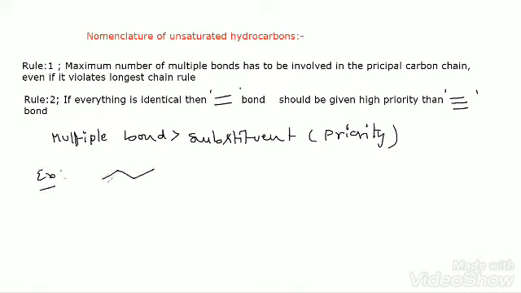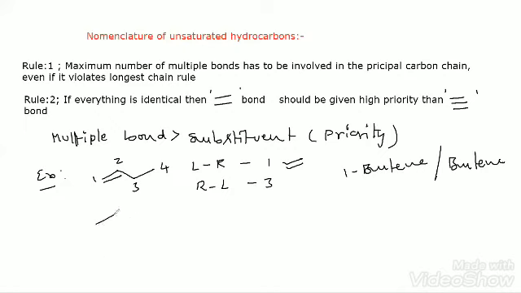For example, I have a compound like this, and here I have a double bond. According to our lowest locant rule, suppose you give the numbering from here: 1, 2, 3, 4. Numbering from left to right, the double bond is at the first position. Numbering from right to left, the double bond is at the third position. So according to lowest locants, the double bond should get the lowest number. How many carbons do we have in the parent chain? We have 4 carbons. So the name of this compound can be written as 1-butene, or butene. Both are the same.